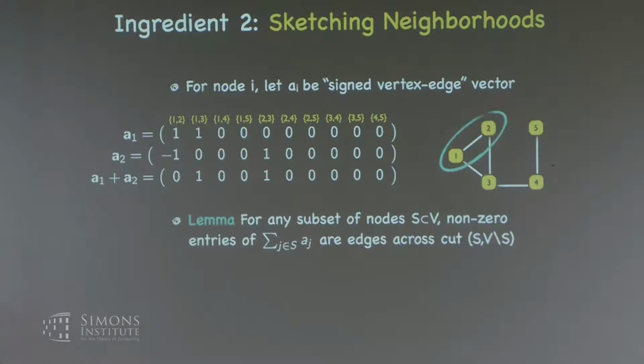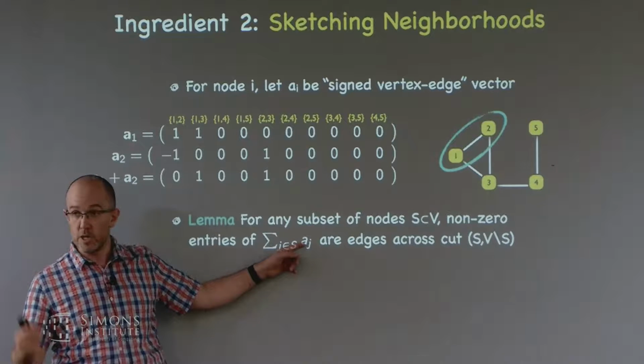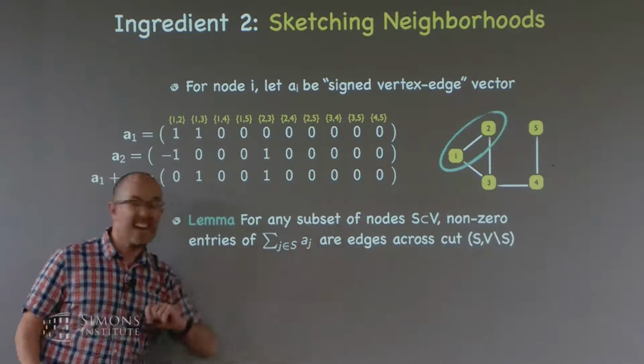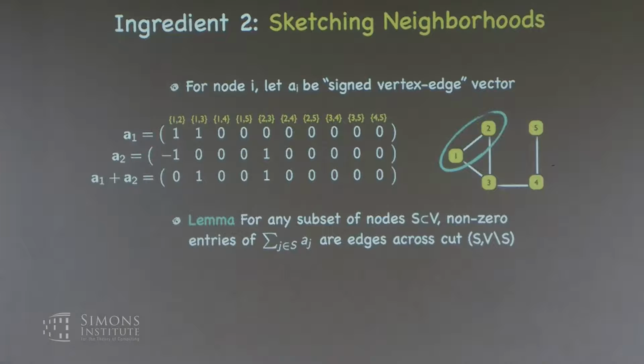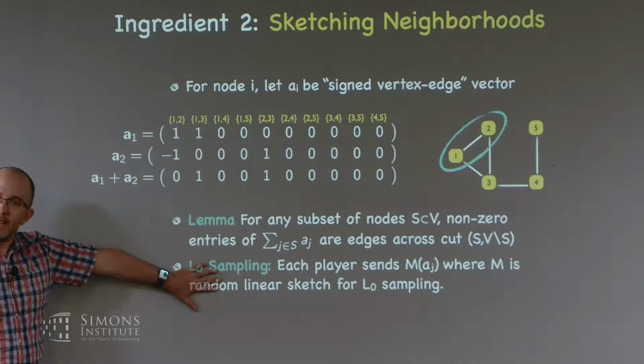And this is true in general. For any subset of nodes, the non-zero entries I get when I sum up the vectors corresponding to those nodes correspond exactly to the edges going out of S to the rest of the graph. Okay, so what? Well, we're going to combine that with our friend L0 sampling.